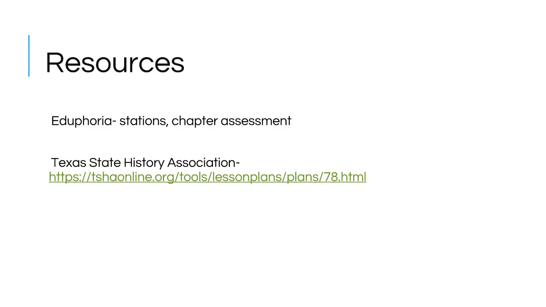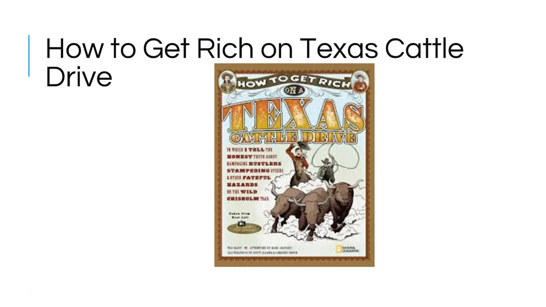So some resources. There are stations and chapter assessments in Eduphoria. I've also added the link to the Texas State History Association. This book I purchased at least one for every campus, How to Get Rich on a Texas Cattle Drive. It is put together like an old cowboy scrapbook, and there's at least one copy in your library. It is a great resource put together by National Geographic, and you can teach all about the cattle kingdom from this trade book.